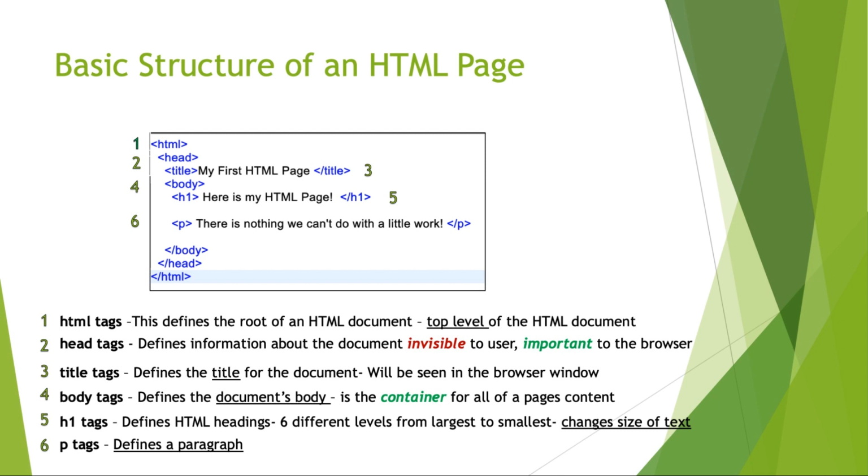Number 1, the HTML tag itself. This defines the root of an HTML document, or the top level of our HTML document. Then we typically have inside of that something known as the head tags. This defines information about the document. It's invisible to the user. The head tag doesn't show up to the user, but it's very important to the browser.